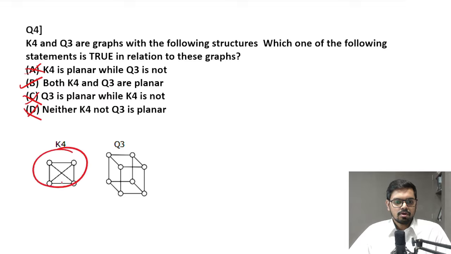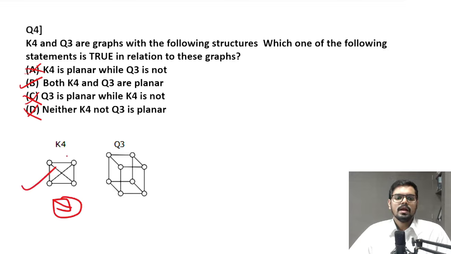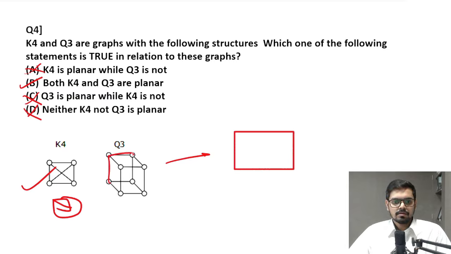Check, you can draw this graph such that no edges are overlapping. So it is planar. See, we have a square at the backside and this front side square, make it small and punch it to the backside. This is how it looks.